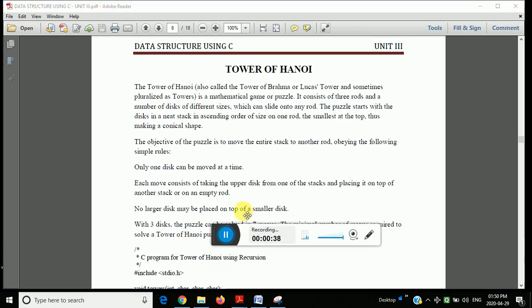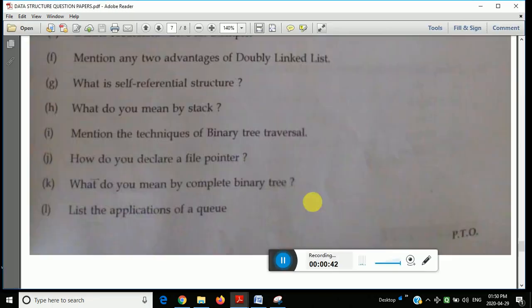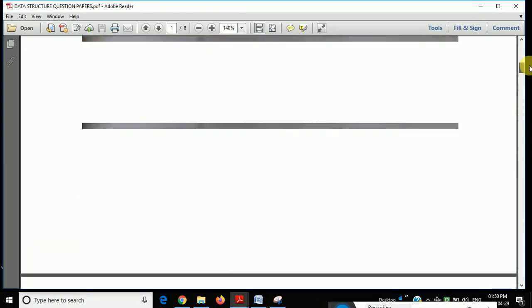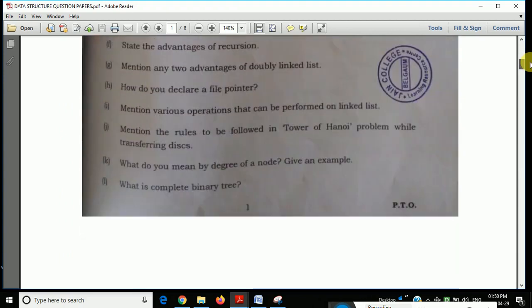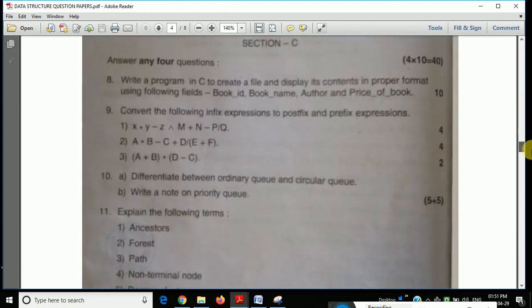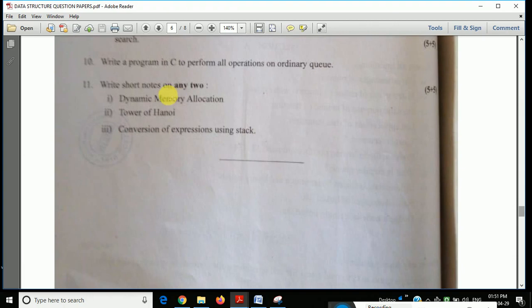Before explaining, I'll just show you that it came in the question paper. Whatever Tower of Hanoi I have told right now, it came in the question paper. Just a minute. Okay, so here is the mention of the rules of the Tower of Hanoi. This is one, and one more, I think, a short note came: write a short note on Tower of Hanoi. So here it is, short note of Tower of Hanoi.